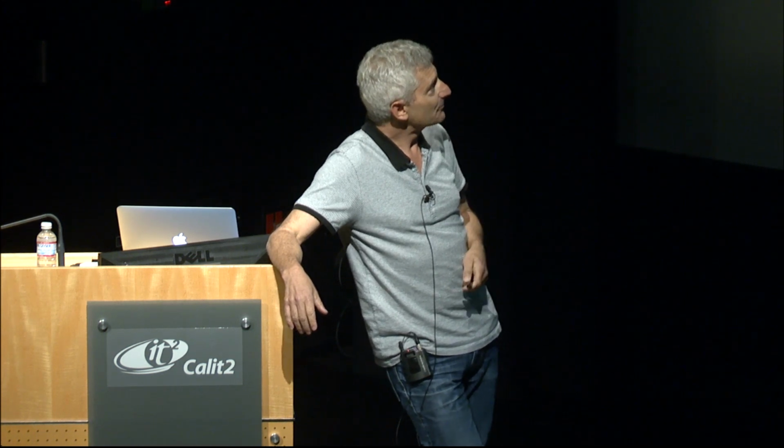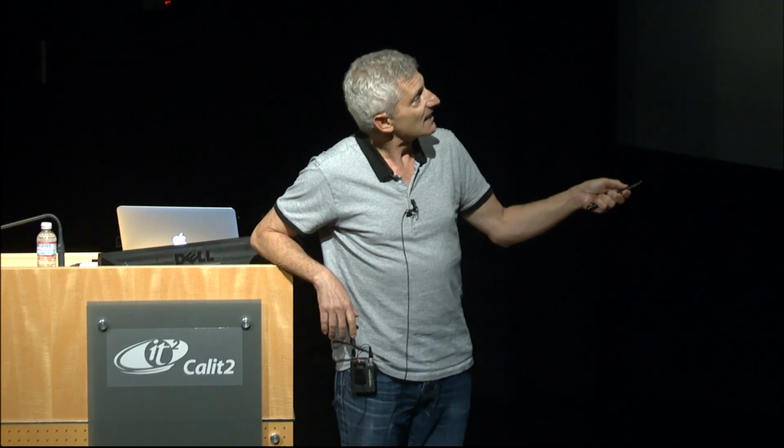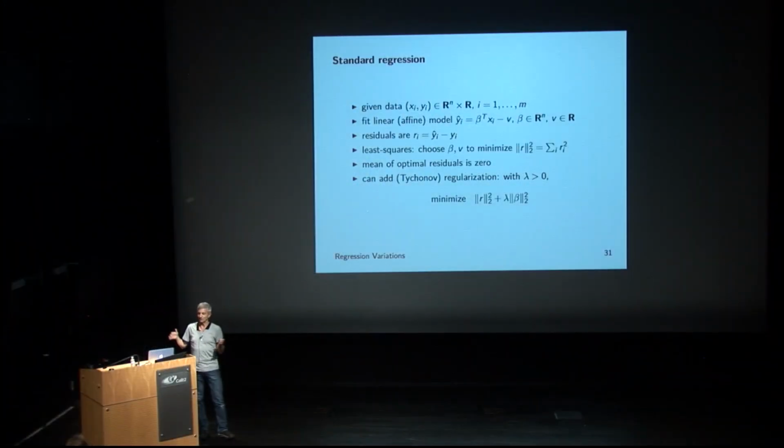That's the error. And least squares, this goes back to Gauss, says choose that vector and that offset to minimize the sum of the squares of the errors. That's the year 1806 or whatever it is. That's regression. That's least squares. If you do this, then the mean of the optimal residuals is 0. Or you could add Tikhonov regularization. So you add this quadratic here. And of course, that means the mean is not 0, and you trade off mean and variance. So everybody knows about this.